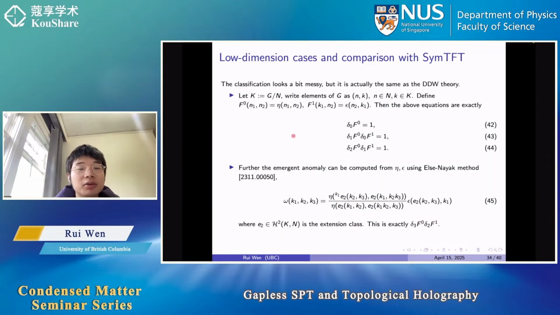Okay, so this classification looks a bit messy, but it's actually the same as a decorated domain wall theory. I'm running out of time, so I'm just going to say that you can do some redefinition, and it turns out those equations are just the same as these equations of the spectral sequence.